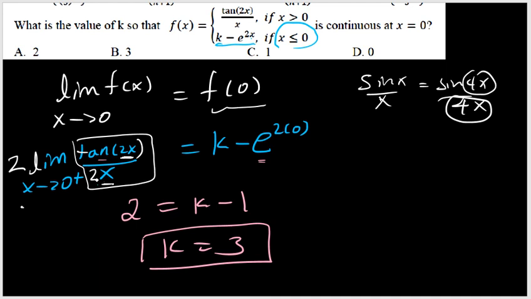That's why I'm multiplying by 2 both the numerator and the denominator, but the numerator part 2 is taken out, and then this limit will be 1 times 2 remaining. And on the right side, since f of 0 is the second part taken, I substitute 0. 2 times 0 is 0, and e to the power of 0 is 1, so k minus 1 remains. So when you bring the negative 1 to the left side, it will be added to 2, and then the answer will be 3, that is B.